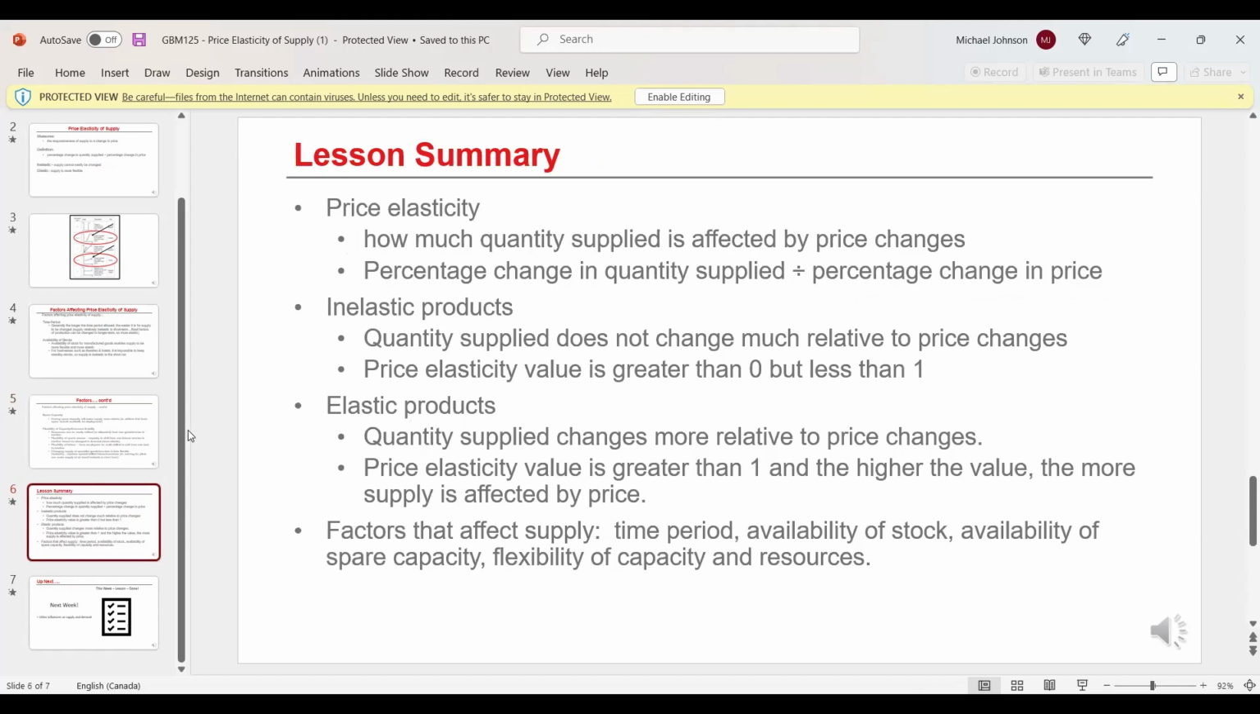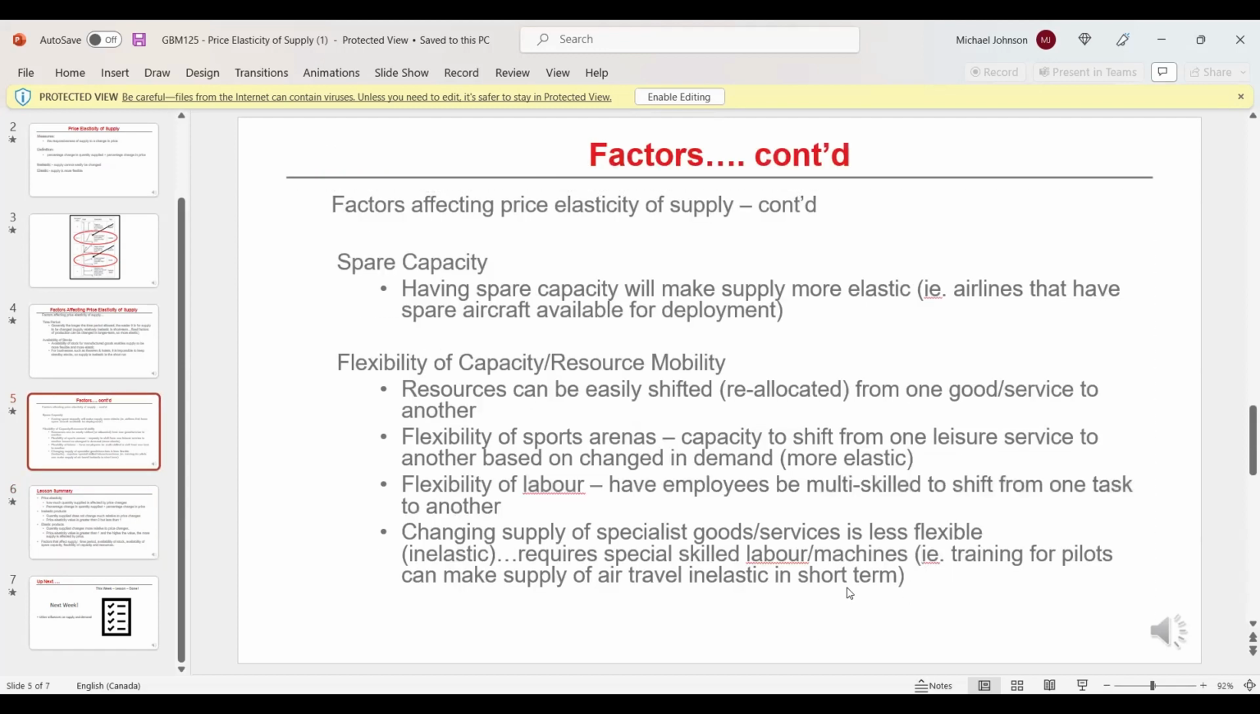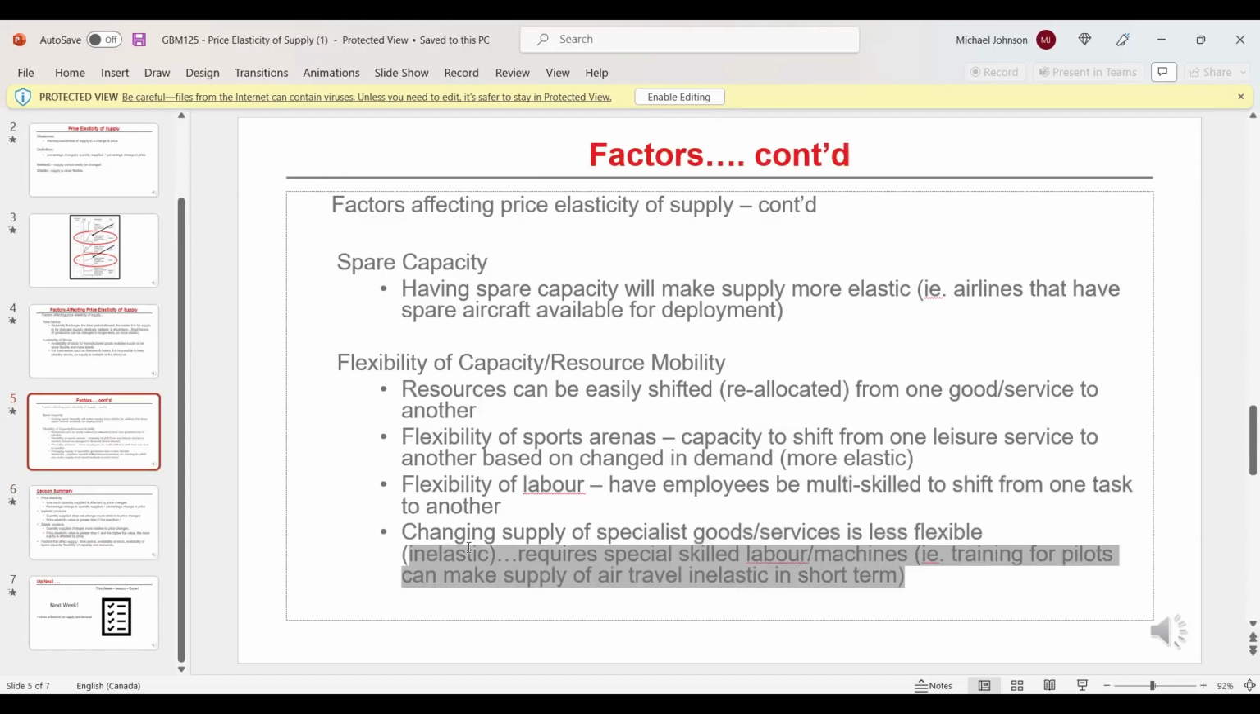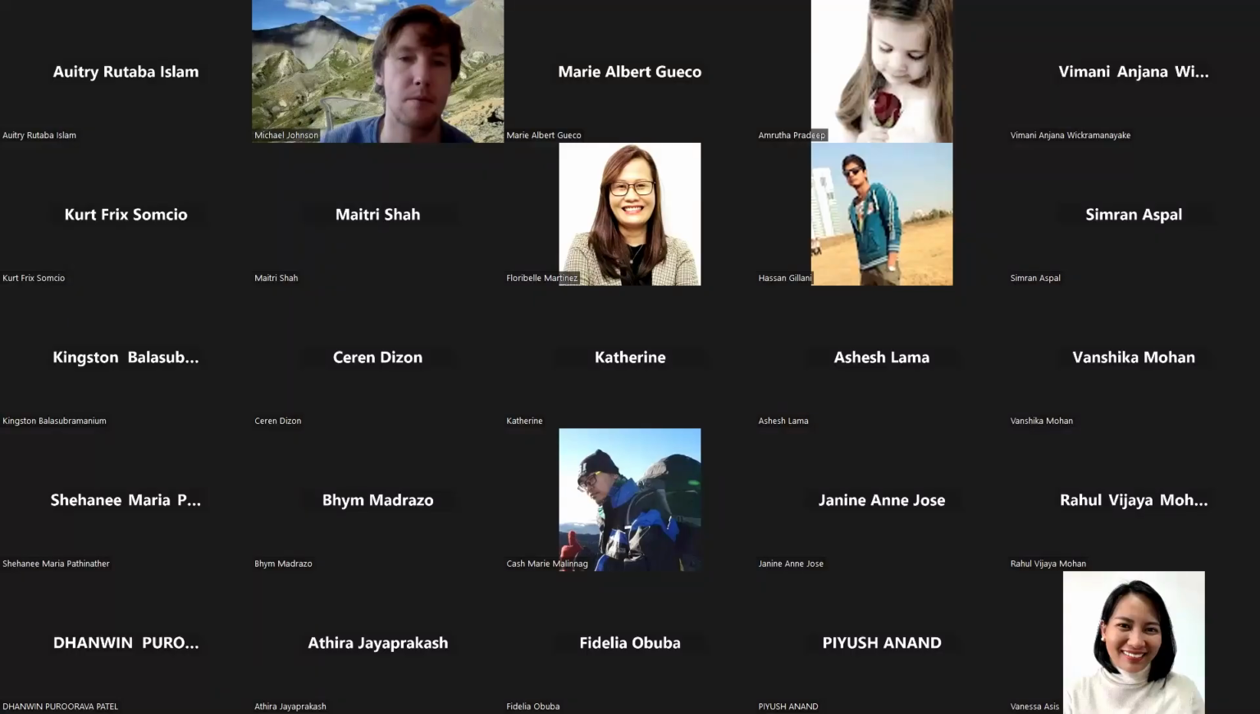And then for certain goods, you also need different machines. It's very difficult to shift from making one product to another because you might have to buy new machinery, get new factories, or get new production capacities. That's very difficult and takes a long time. So supply might be inelastic because it takes a long time to get new factories.